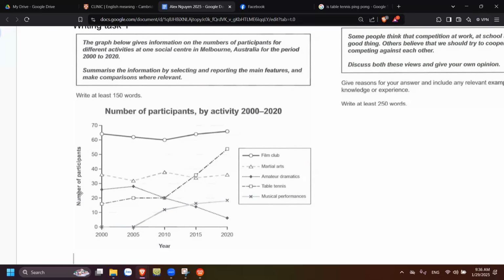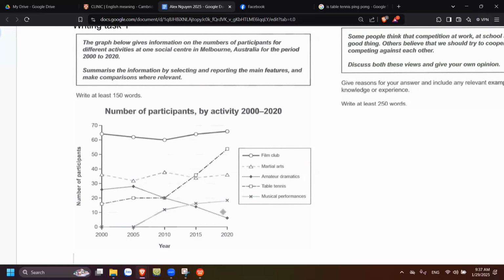Musical performances only took up from around 2005 to 2020. So there wasn't any musical performance before 2005, isn't it? Yeah. Correct. Okay. It's also worth mentioning the crossover point. Like here, for example, in the year 2010, there's a crossover point between these two.